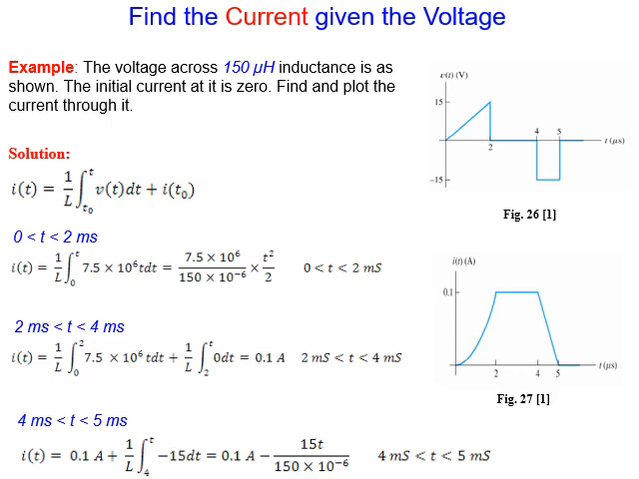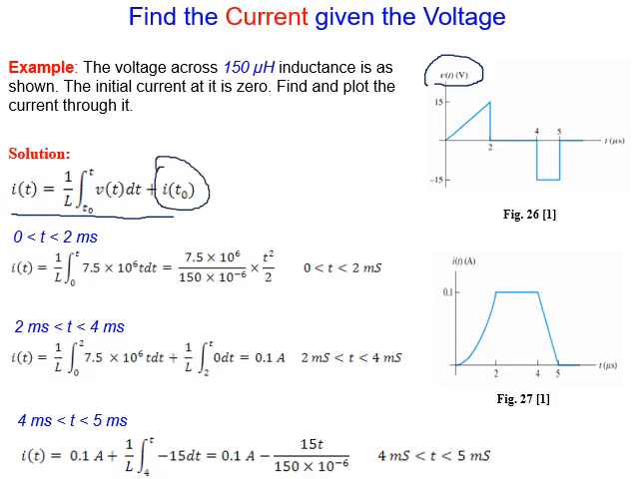The voltage across a 150 microhenry inductance is as shown in the figure. The initial current is 0, and we need to plot the current. Have a look. Voltage is now given to me. You remember what we said? V equals L di over dt. So cross multiply and rearrange, you will find that I equals 1 over L integration of V dt. Okay? Definitely this is the initial condition we need to consider.